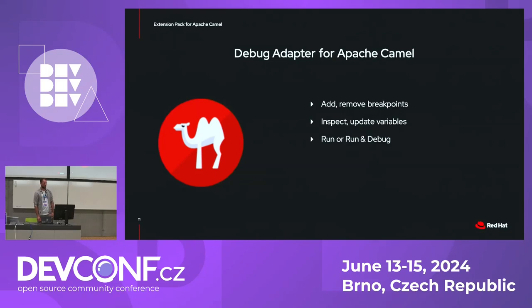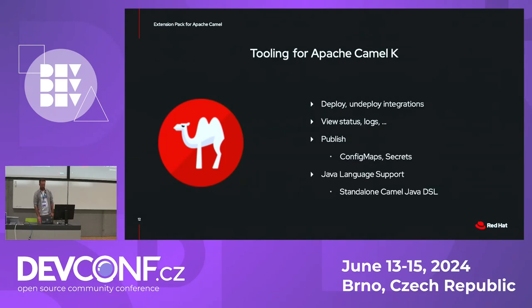That's important when you need to inspect, for example, or update the variables. There are options how to do it through UI and really easily see and start with troubleshooting the route itself. Then there is the tooling for Camel K.